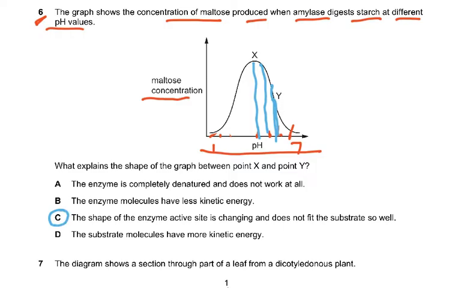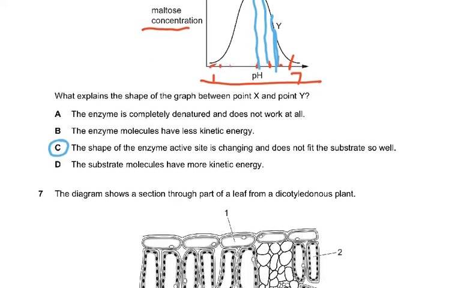The substrate molecules have more kinetic energy? Why would changing the pH result in more kinetic energy? We're not talking of temperature. So that is why the answer is C.